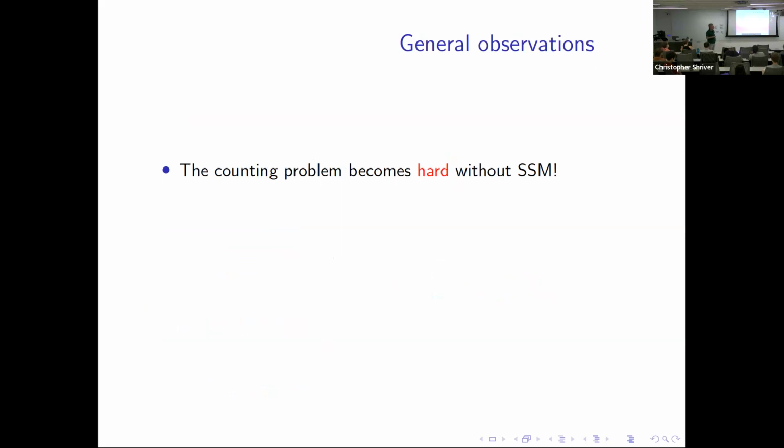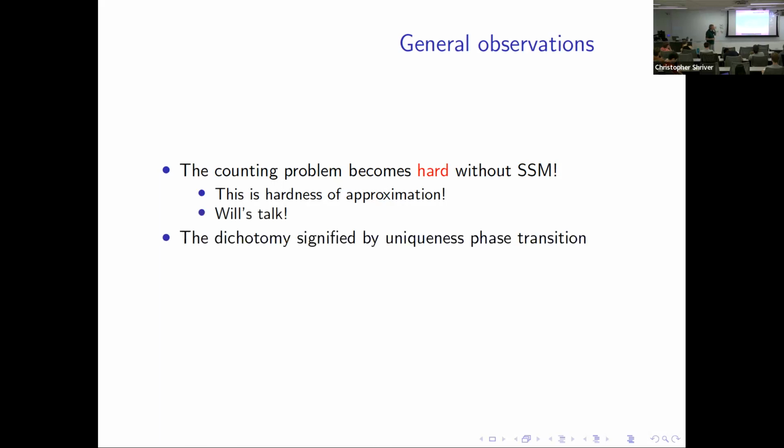As Will nicely discussed in his talk, when we don't have SSM, when we don't have uniqueness, the problem becomes hard, right? And I just wanted to mention that the hardness we have here is a hardness of approximation. And I agree with Will that it's really beautiful that we have this phase transition that signifies the transition from efficient algorithms to hardness. It's a really beautiful connection, right?